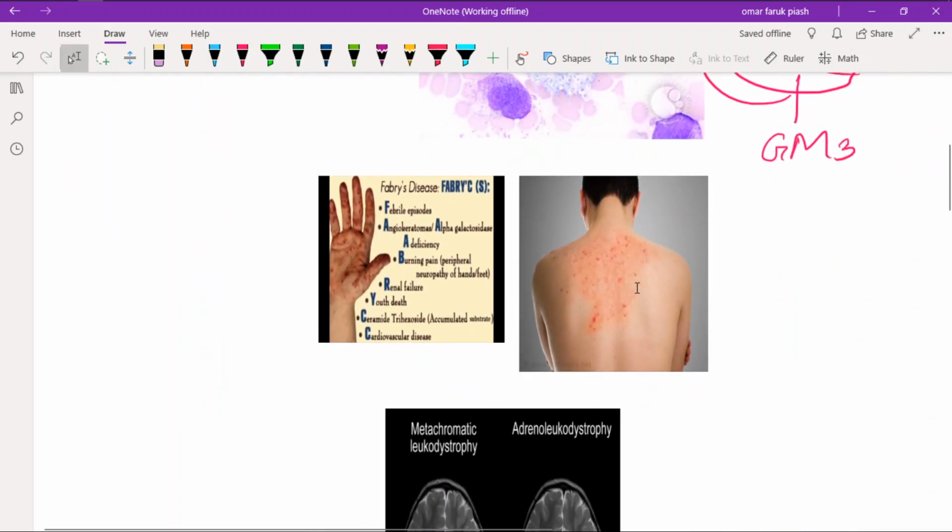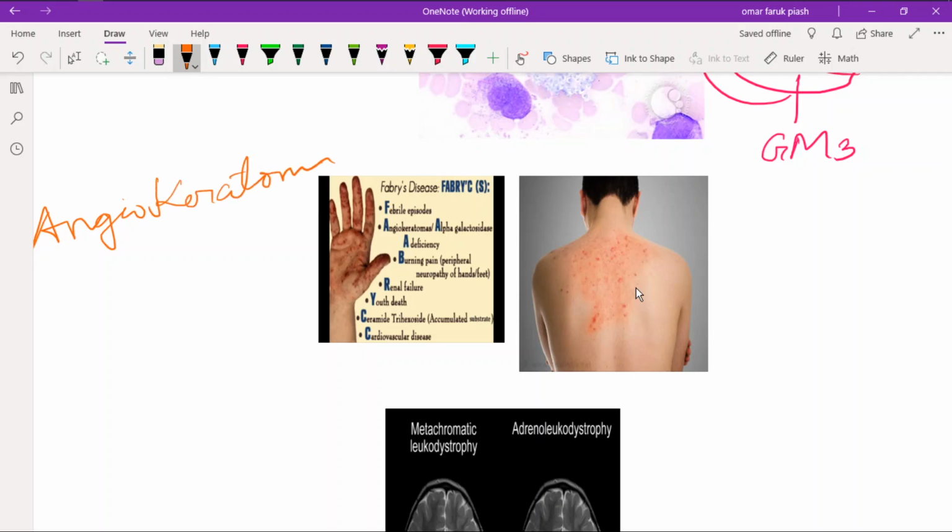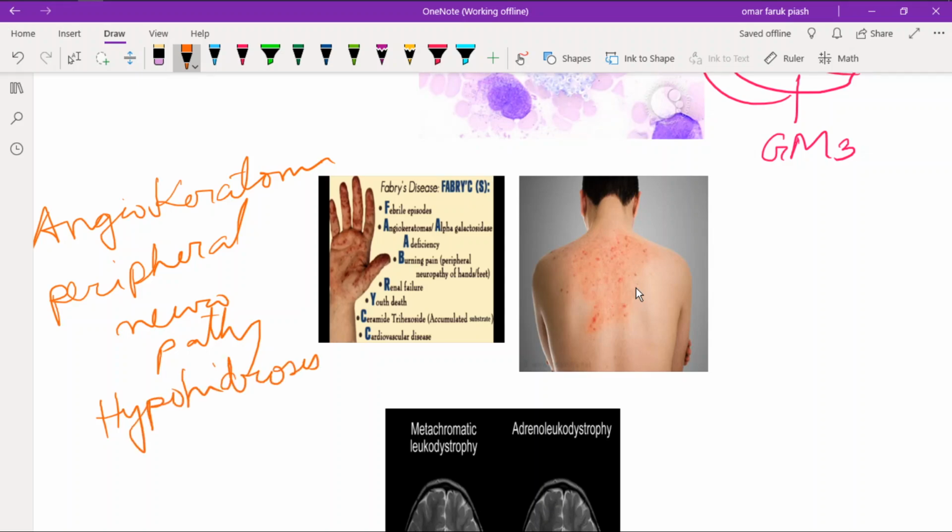Now, this is a picture of Fabry disease. In Fabry disease, there is a triad: angiokeratoma, peripheral neuropathy, and hypohidrosis. Hypohidrosis means decreased sweating. Suppose you have done 100 push-ups, but according to your hard work, you are not making enough sweat. At that time, you have to think that you might have hypohidrosis. You might not have, but you might have. These are the three important features: angiokeratoma, peripheral neuropathy, and hypohidrosis.